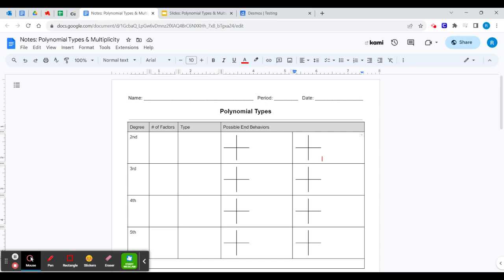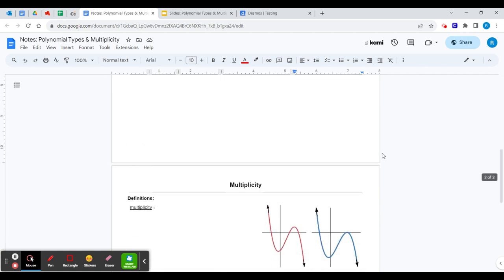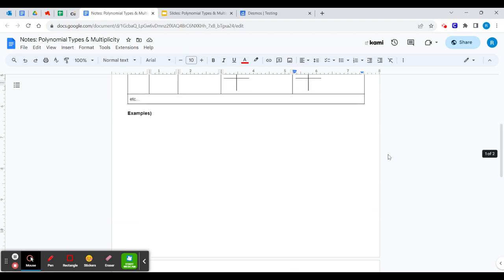So if you missed today's class, we did things a little bit differently. We had two different stations that we switched through halfway through the class. The first station, you were working on Alex's homework. And the second station, we had a very small group discussion that eventually led to these notes. We took quick notes on polynomial types and quick notes on multiplicity.